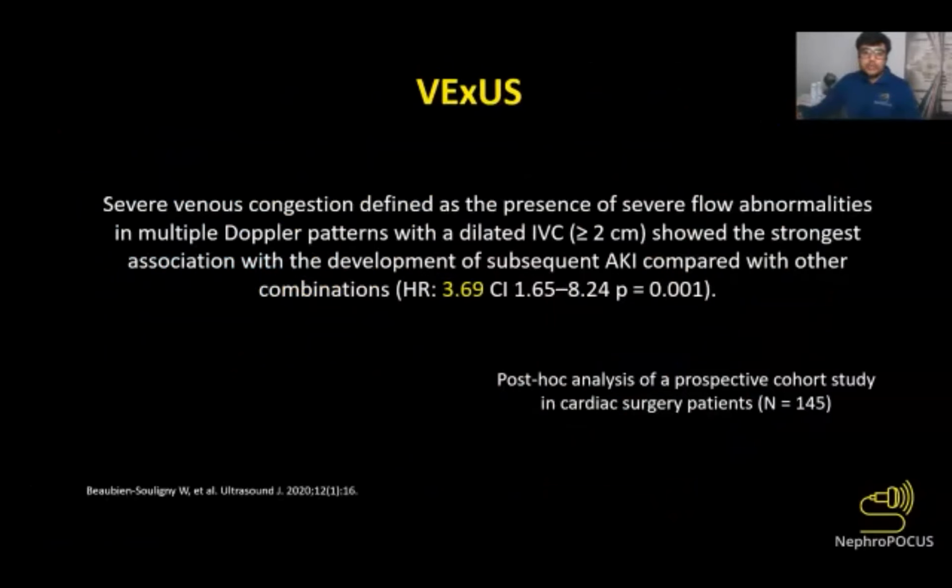It comes from this study in cardiac surgery patients in Canada, where they showed if these patients had a dilated inferior vena cava of more than or equal to 2 centimeters, demonstration of severe flow abnormality in at least two of the previously mentioned veins, that is hepatic, portal, and intrarenal, was associated with development of subsequent acute kidney injury with a hazard ratio of 3.69.